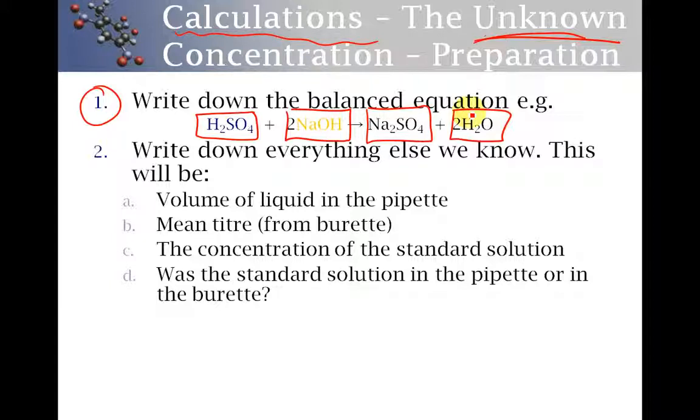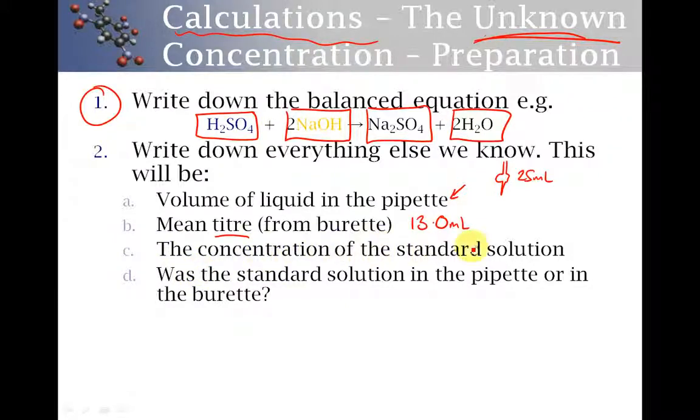Step 2: write down everything else we know. What volume of liquid was in the pipette? Remember, the pipette is that funny bulb type thing, and normally it's 25 mils, but it could range from 5 mils right up to 50 mils. The mean titer is the volume that came out of the burette. On the previous page, we calculated it to be 13.0 mils to 1 decimal place.